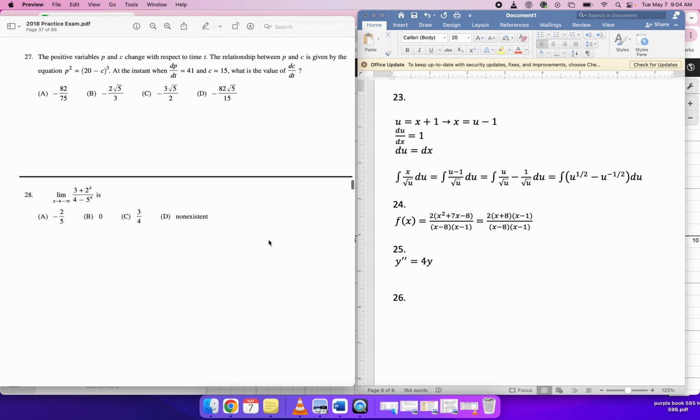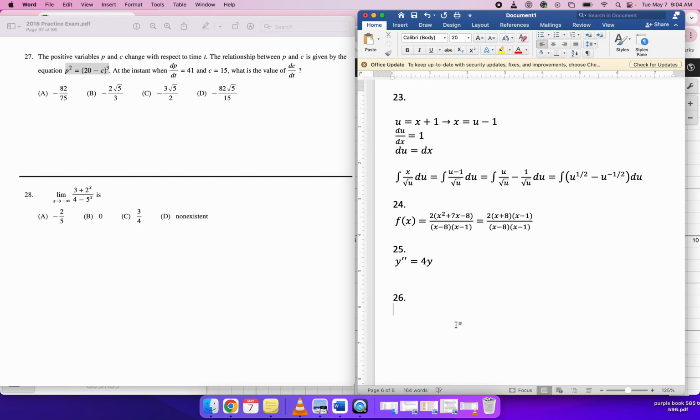27, the positive variables P and C change with respect to time t. The relationship between P and C is given by blah, blah, blah. This is just a related rates problem. That's all it is. Except they give you the equation directly. You don't have to do any geometry.